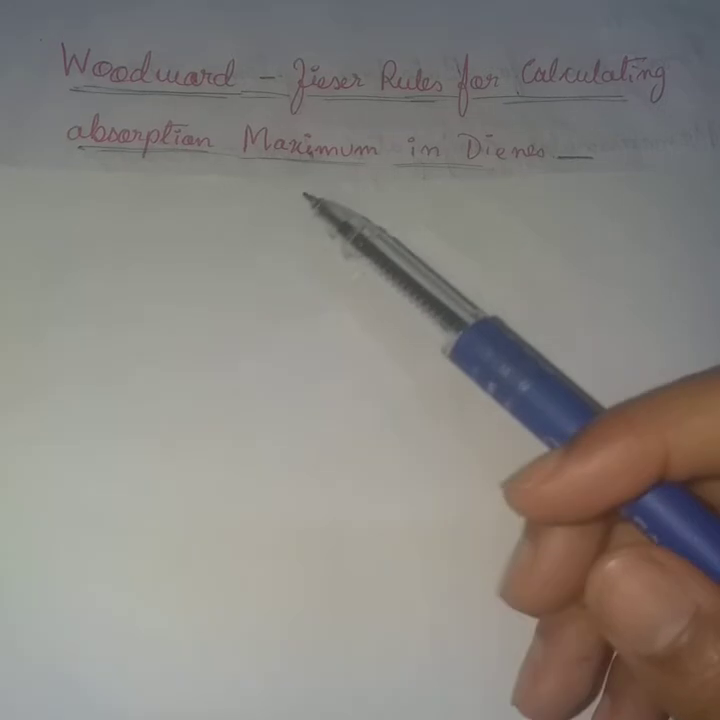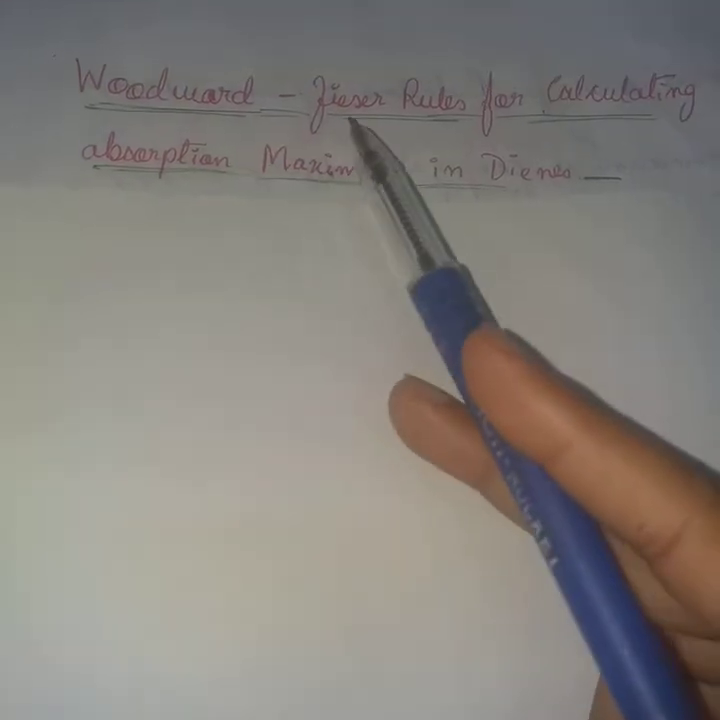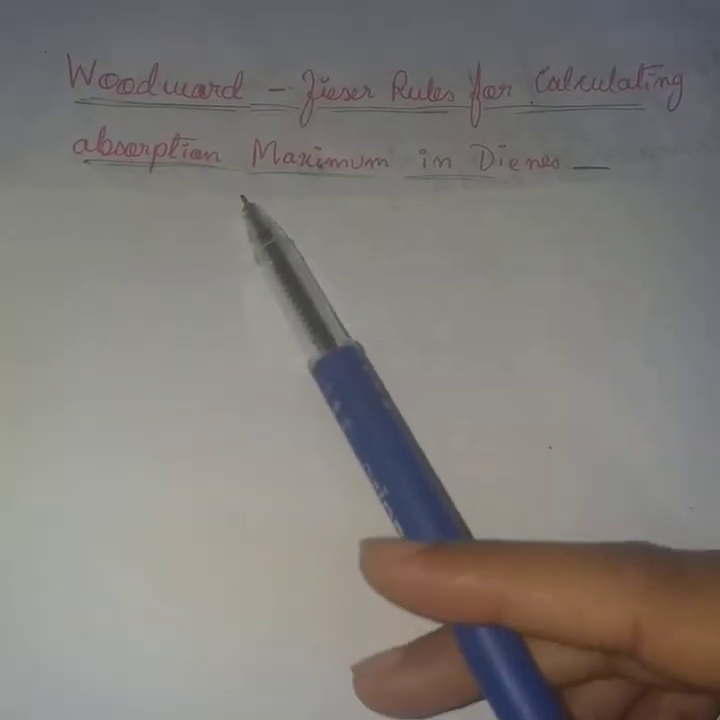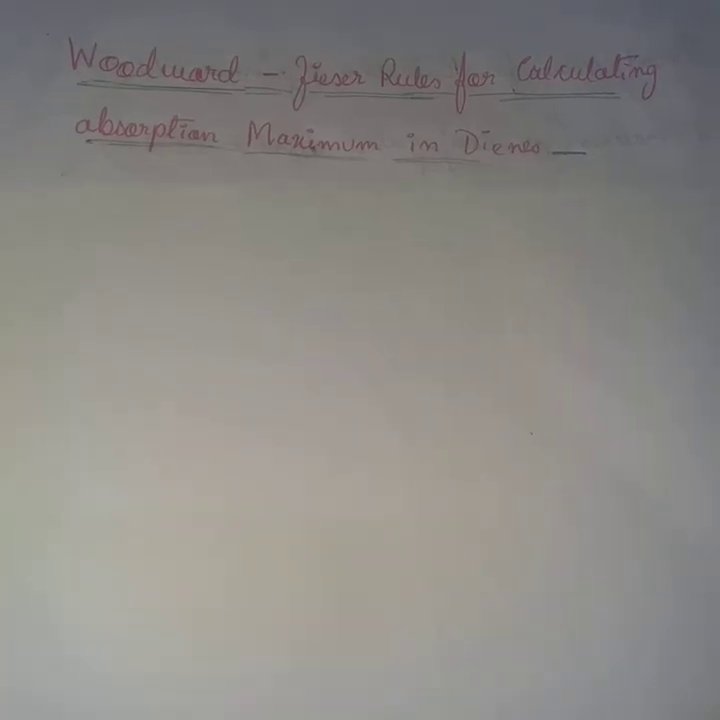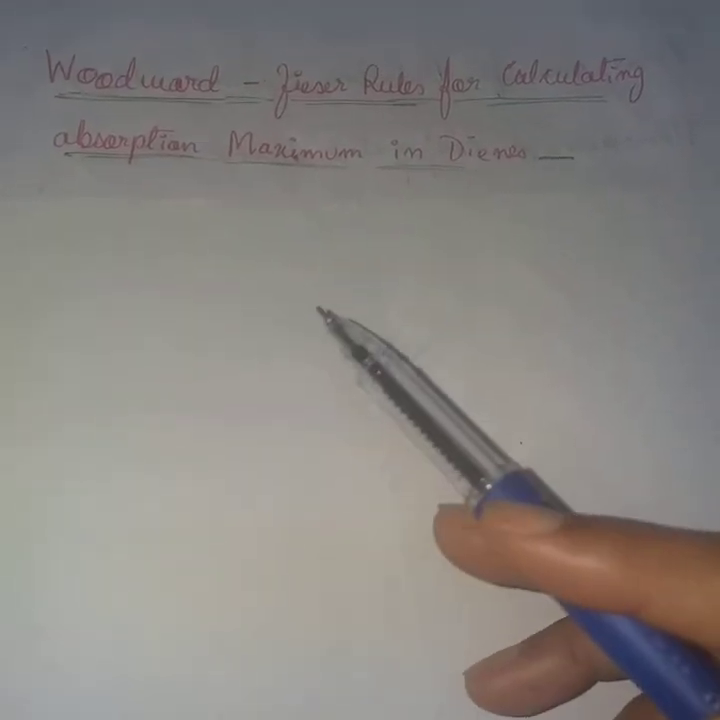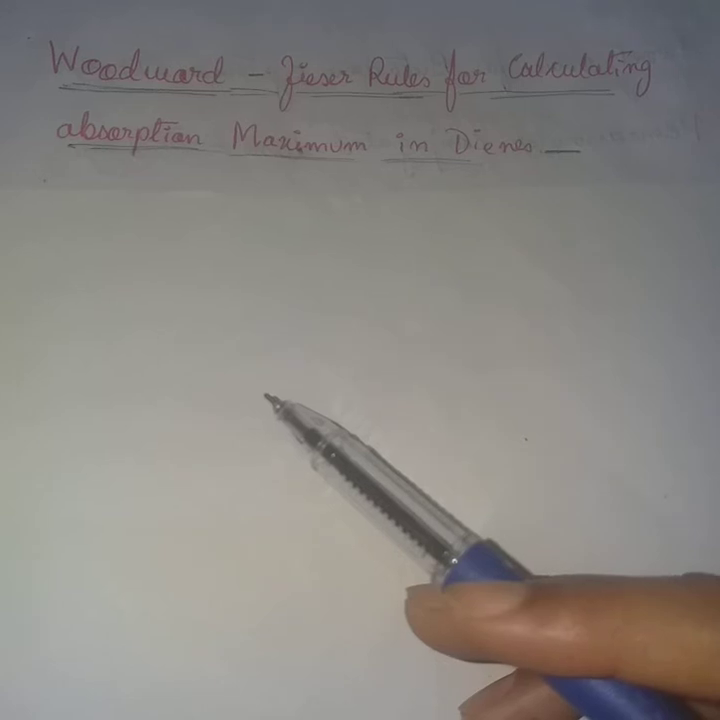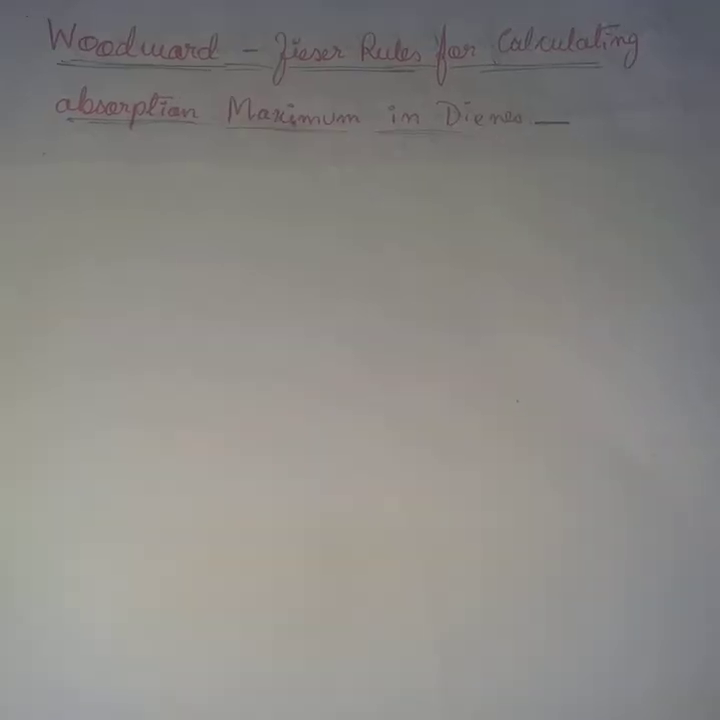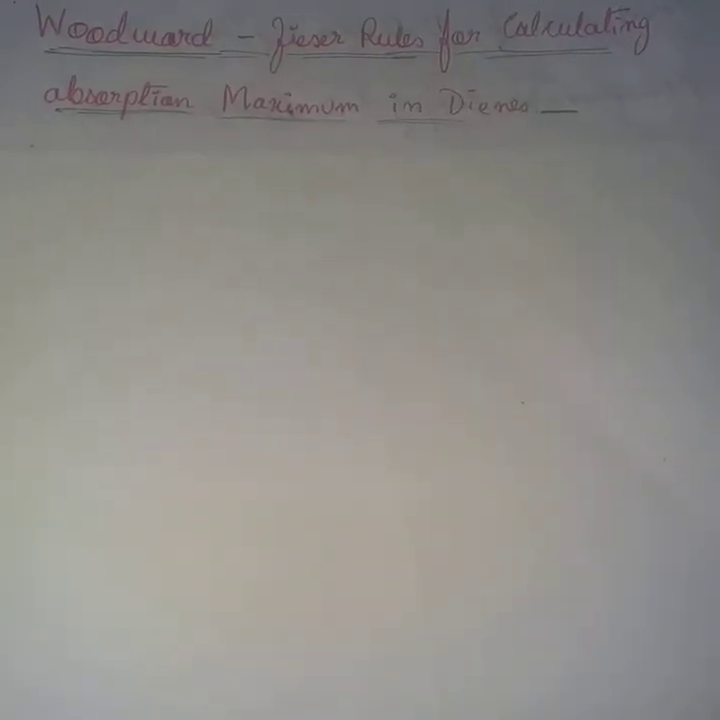Today I have come up with a new video where we will discuss Woodward-Fieser rules for calculating absorption maximum in dienes. I will explain these rules along with your previous year question paper. First, let us know some double bonds in conjugation.